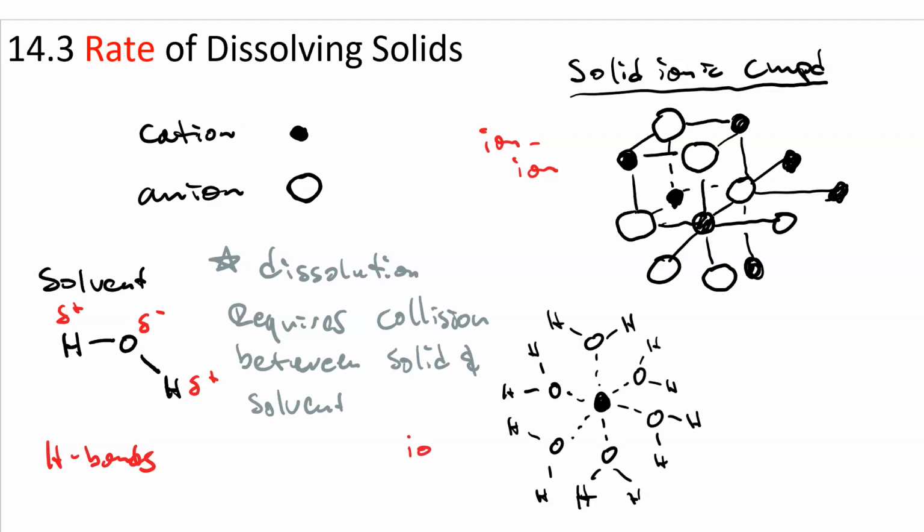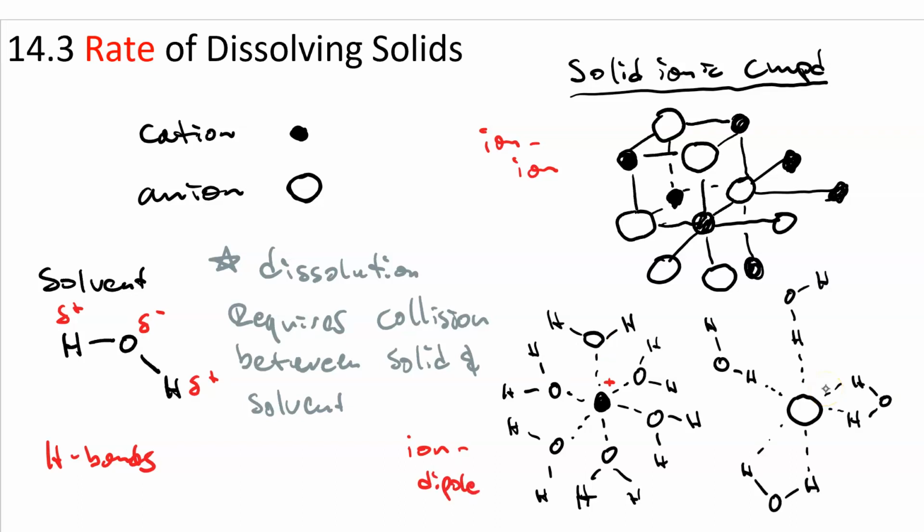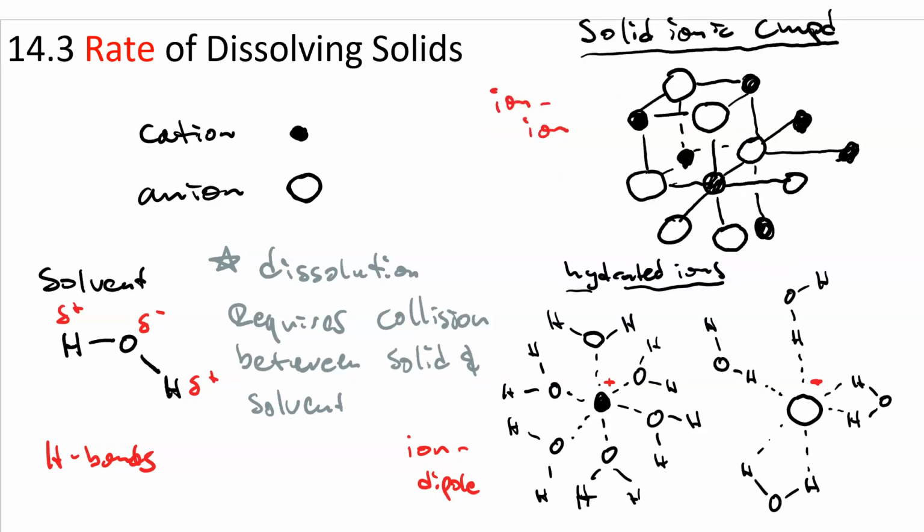So here's a hydrated cation. Note that the water molecules have their oxygen end, which is negative, pointing towards the cation, which is positive. So we see ion dipole interactions here. And here is a hydrated anion with the negative charge of the anion pointing towards the hydrogens on the waters, which is positive. So again, that's ion dipole in the hydrated ions. Right, and we already said that the water is the solvent, and then the solid ionic compound is the solute, and the hydrated ions represent the solution.